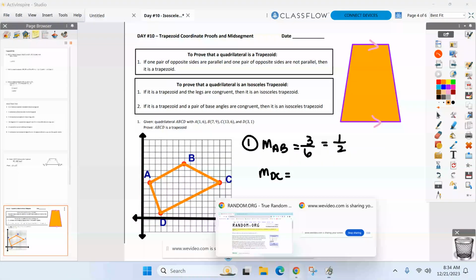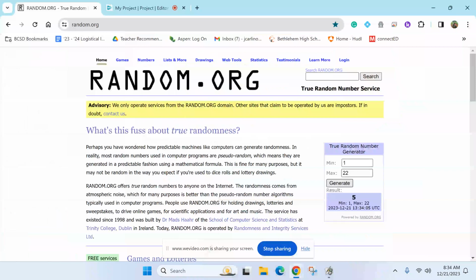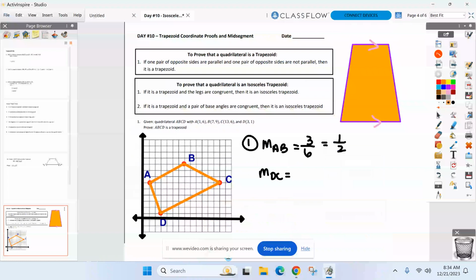1/2. And then how about the slope of DC? DC, Jared? 5/10. Yep, 5/10, and this is the exact reason why I have you guys reduce. You just look at 3/6 and 5/10, you're like, they're not the same, but actually they are. They're both 1/2. Good?